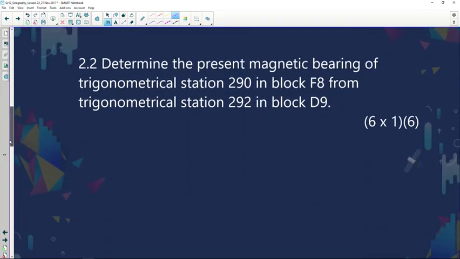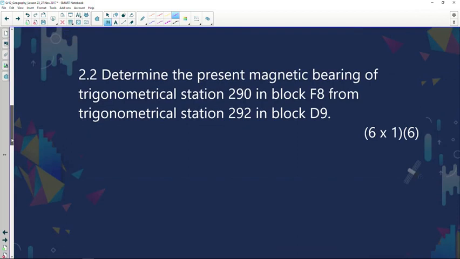Our next question: determine the present magnetic bearing for the trig station from 290 in block F8 from trig station 292 in block D9. Now before we continue, first of all you need to know what your formula is for magnetic bearing. Magnetic bearing equals magnetic declination plus true bearing. Okay, now first of all let's go and do our magnetic declination.